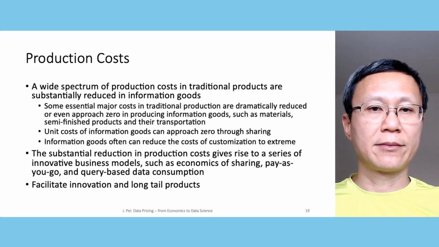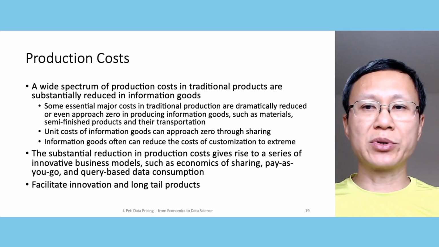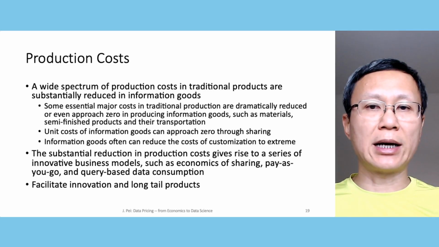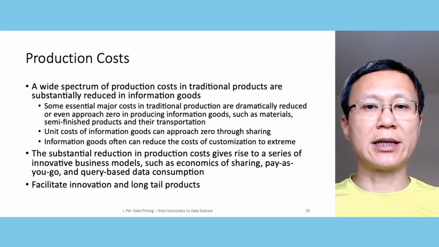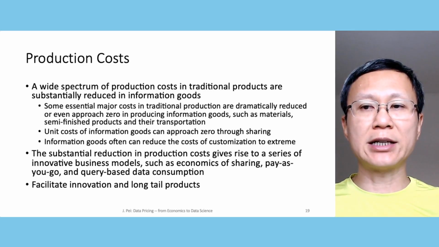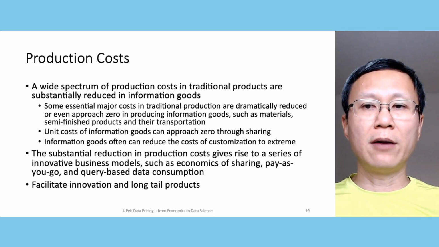Production costs. Producing digital products such as online courses, ebooks, software, graphics, and digital arts and photography is very different from manufacturing physical products like bread, shoes, and jackets. Moreover, collecting and processing massive data so that parts of data can be sold and can meet customers' needs is also very different from traditional production. A wide spectrum of production costs in traditional products are substantially reduced in information goods.